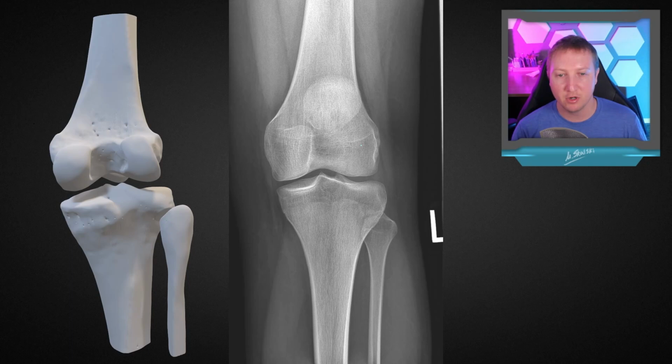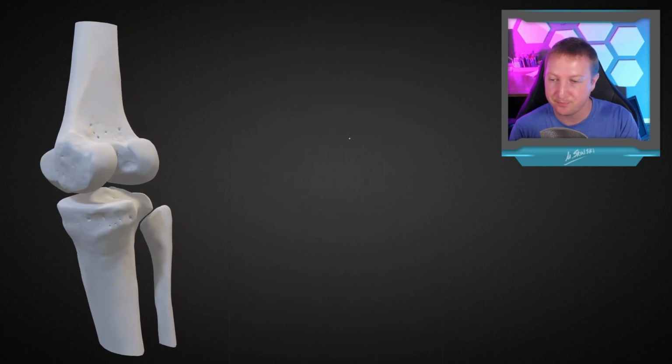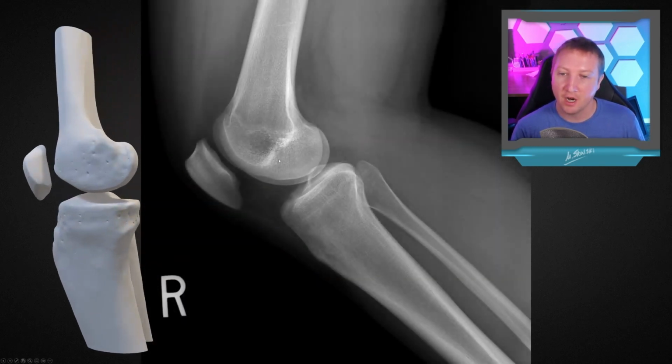And one other thing I should point out is that if you see a little density here like this, that's called an os fabella. That's a little normal sesamoid that will get deposited in the lateral head of your gastroc in about 10% of individuals. All right, so that's the distal femur anatomy.